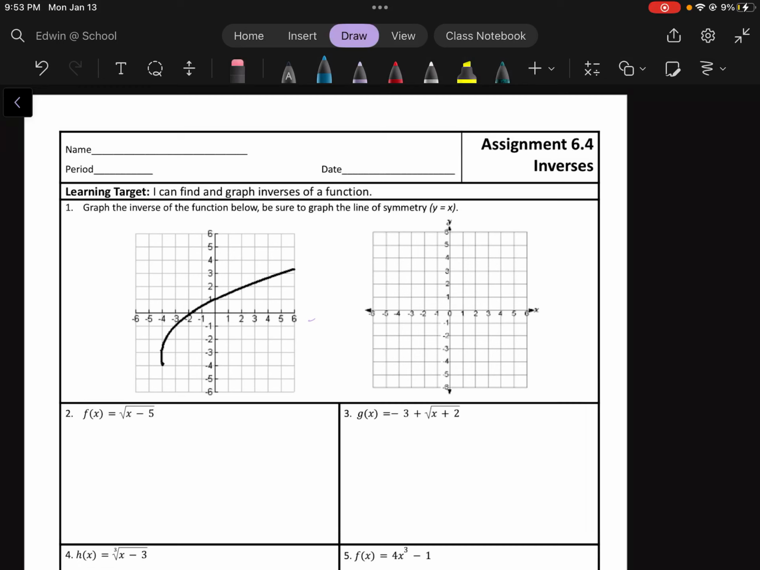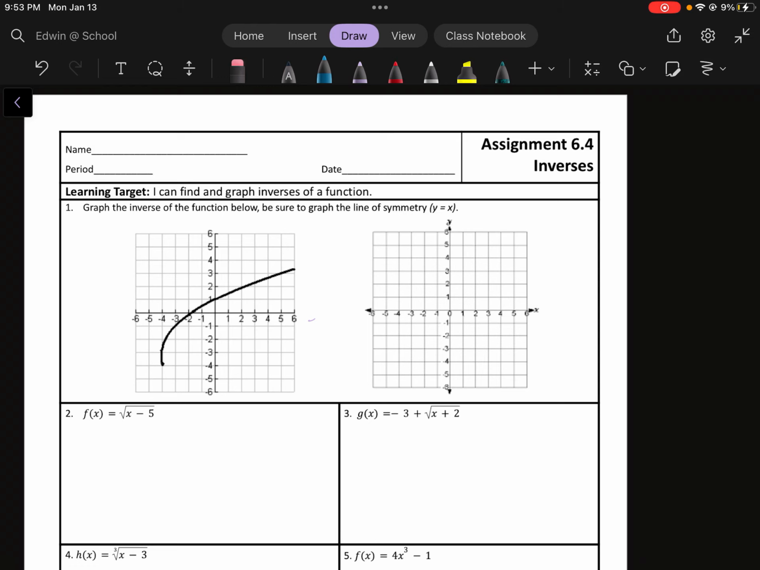Alright, what's up guys? I am going to make a quick video about assignment 6.4 just so that you guys know exactly my expectations for this assignment, and so you have a guide as to how to do these problems if you have any questions about how to do them. So I got a lot of questions from you guys yesterday, so I'm going to try to answer them in this video.